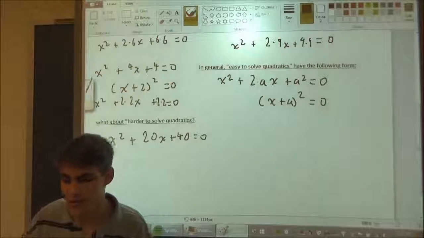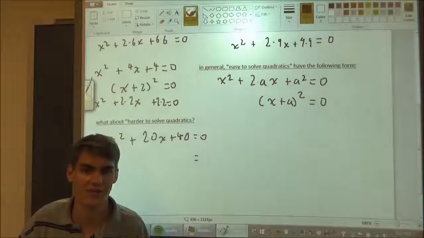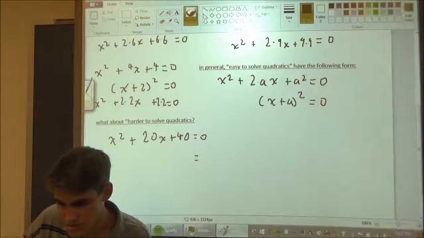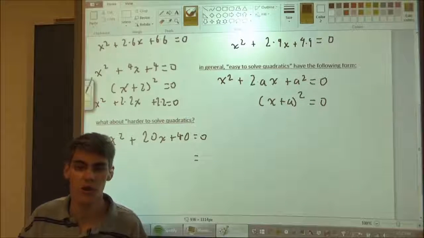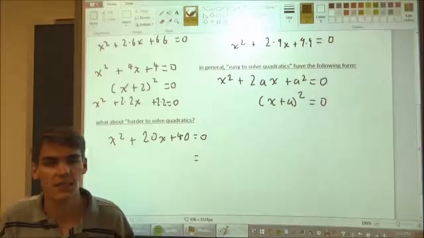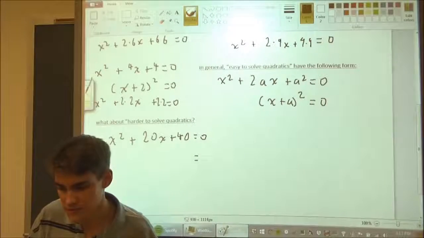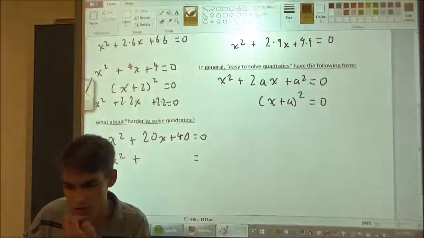Luckily, what we're gonna do is be able to force this into an easy to solve quadratic, essentially, using some neat little tricks. And that's what completing the square is. It's forcing harder to solve quadratics to be easier to solve quadratics. What that means is we want this to look like an easy to solve quadratic.